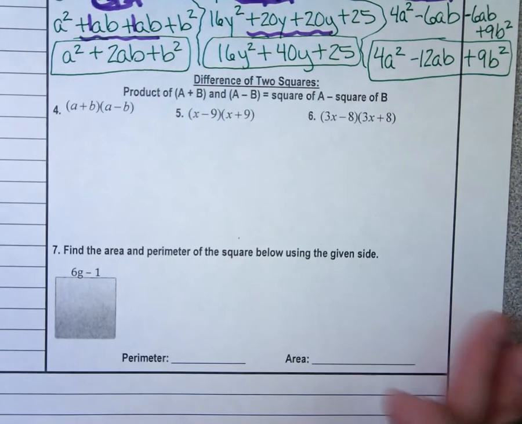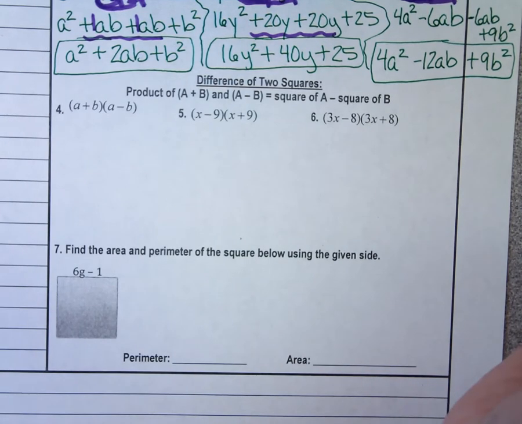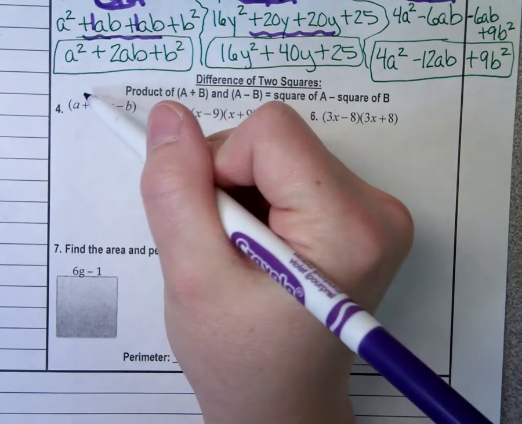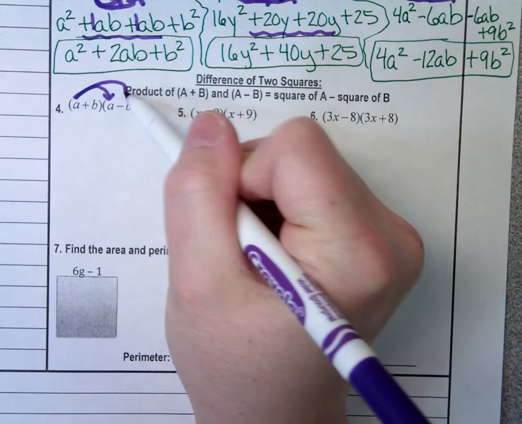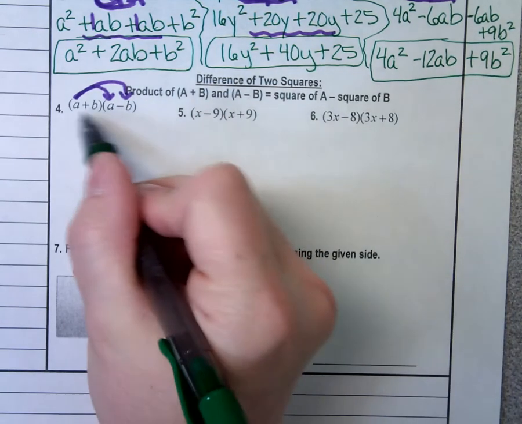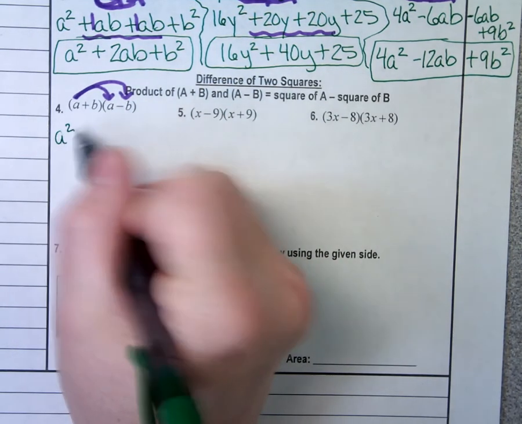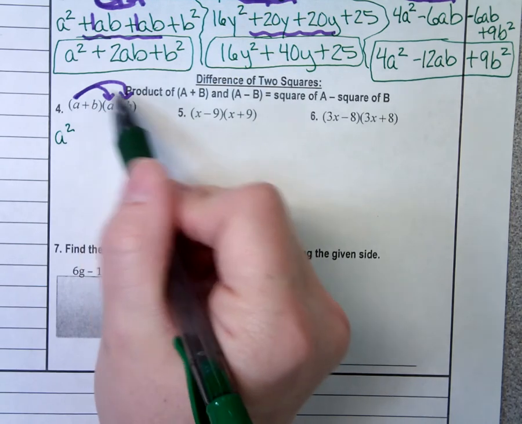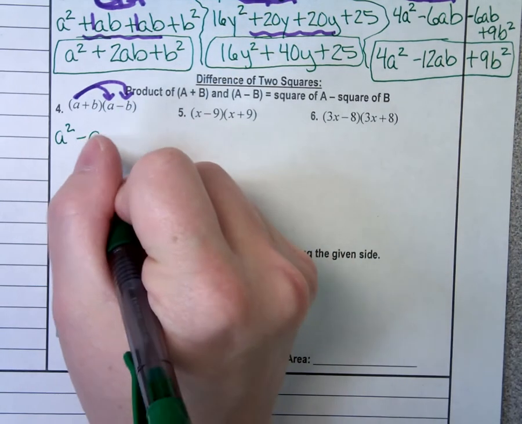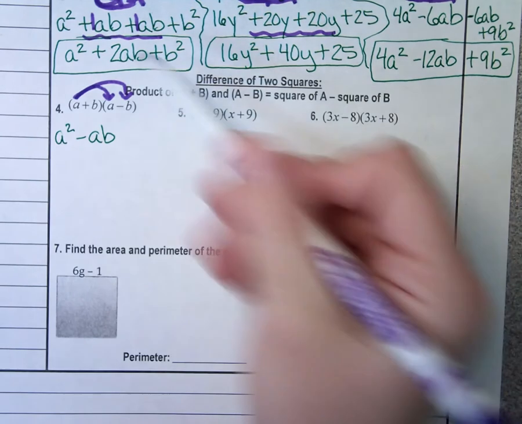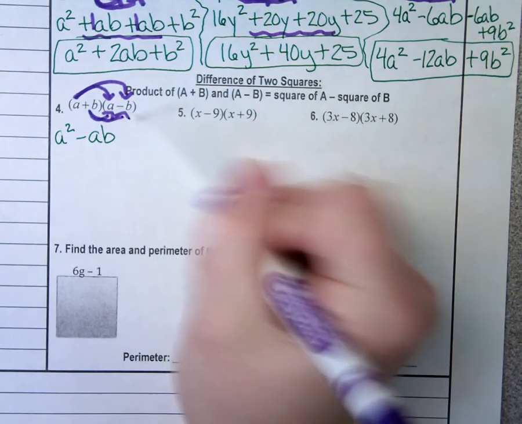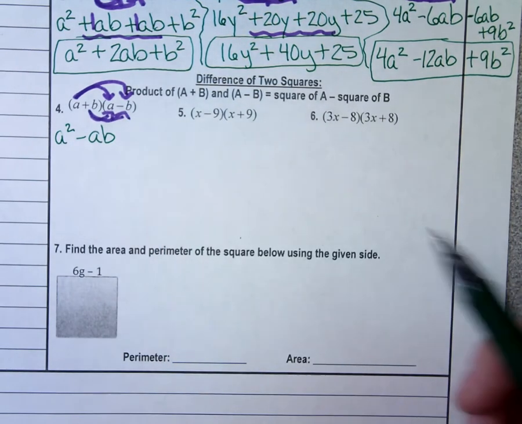Okay. All right, these next ones are already written out for us. I just need to start my double distributing. So first I distribute the a. A times a makes a squared. A times a negative b makes a negative ab. Now I'm going to distribute the positive b with both things in the second set of parentheses.